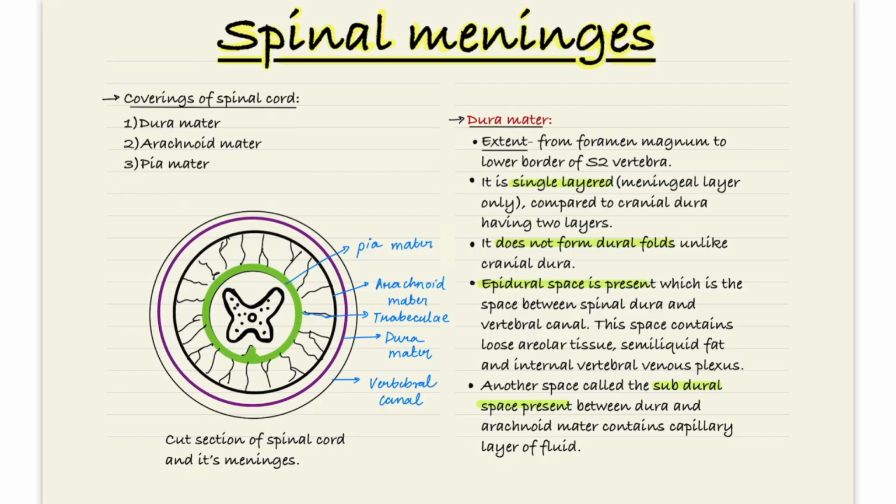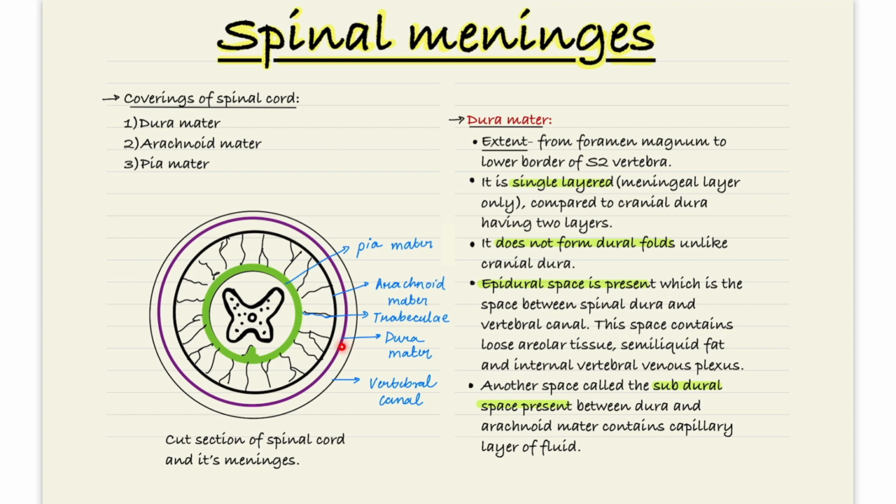Firstly, talking about dura mater, extent: from foramen magnum, which is a hole from which the brainstem passes, to the lower border of the S2 vertebra. It is single layered, that is, only the meningeal layer is present, compared to cranial dura mater having two layers, the periosteal layer and the meningeal layer. So here the endosteal or periosteal layer is absent. It does not form dural folds unlike the cranial dura. In the cranial dura, 4 folds form. Here no folds form.